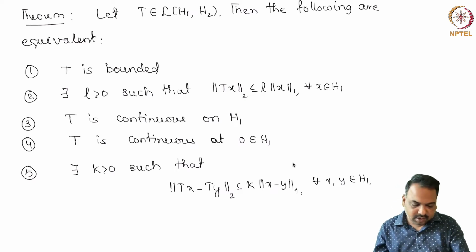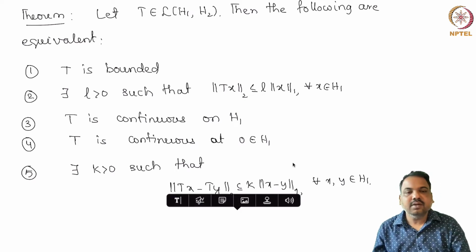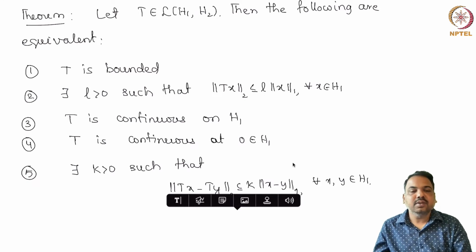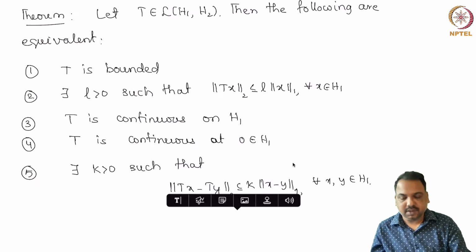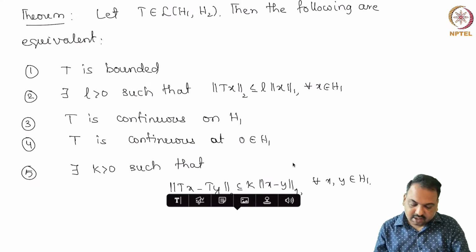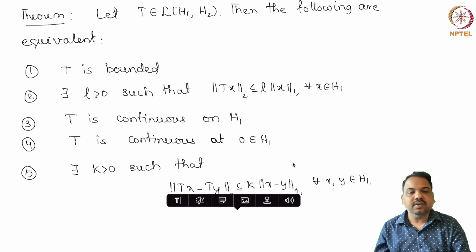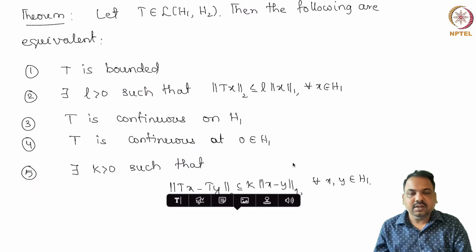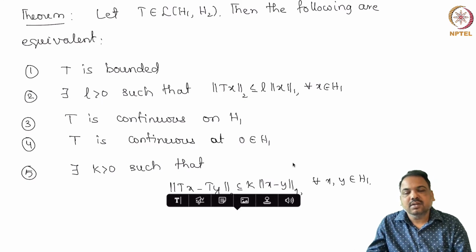So these conditions are equivalent. There is an importance to this result. It says that boundedness is equivalent to continuity of a linear map on the Hilbert space H1. And since T is linear, from that we can also say that it is enough to look at continuity at a single point, namely 0. So that is given by condition 4. This is the advantage of having a linear map, and that means whenever T is continuous at a point 0, then T is continuous at every point.